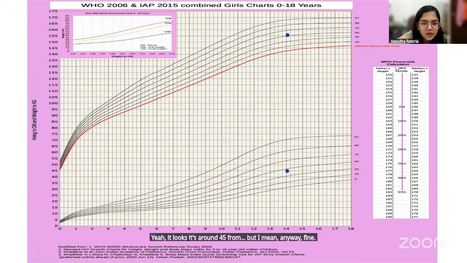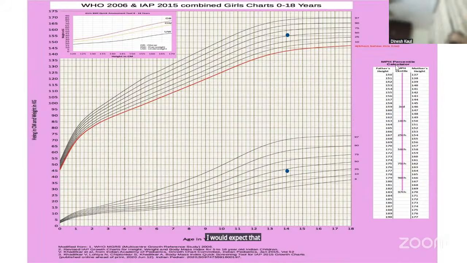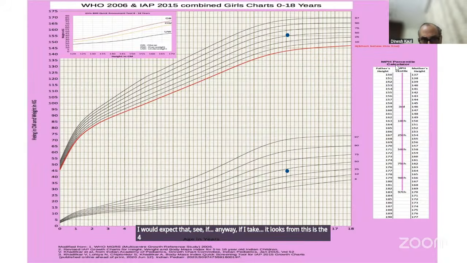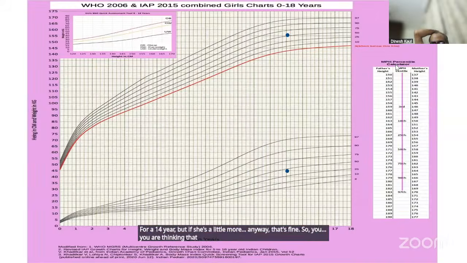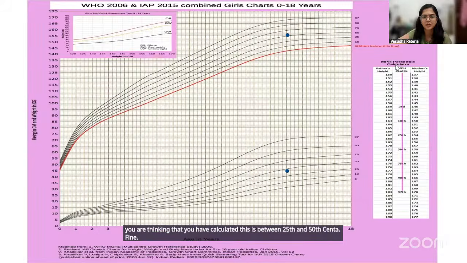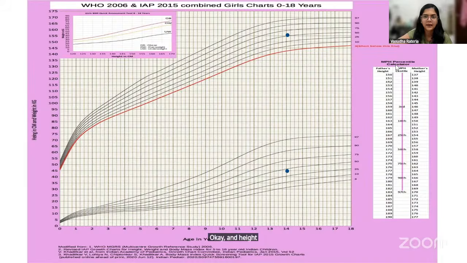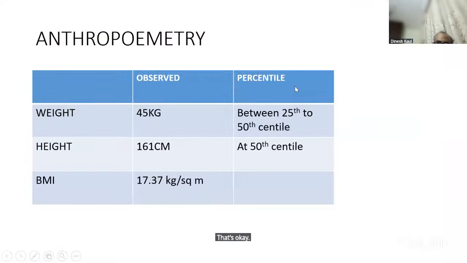I would expect that 45 is her weight. If I take from this, 45 is the 50th centile on your chart for a 14-year-old, but if she's a little more, anyway, that's fine. So you have calculated this is between the 25th and 50th centile. Fine. Yes, sir. Okay, and height was around 161 centimeters, sir, which is at the 50th centile. Yes, sir.